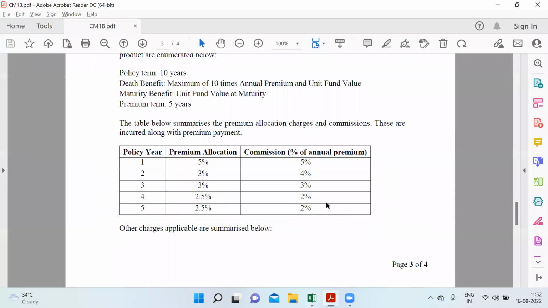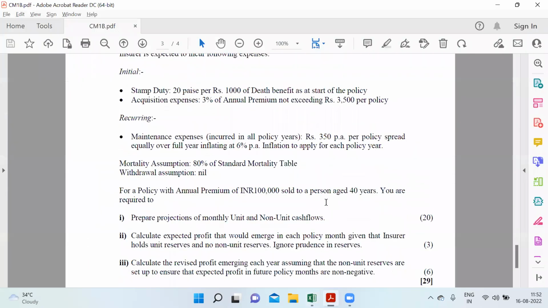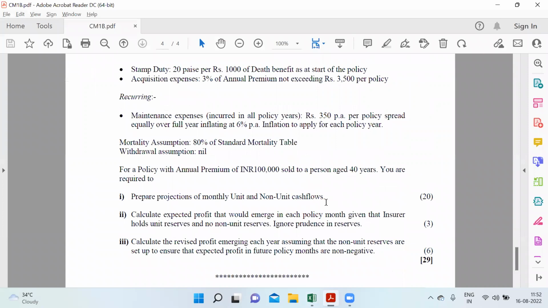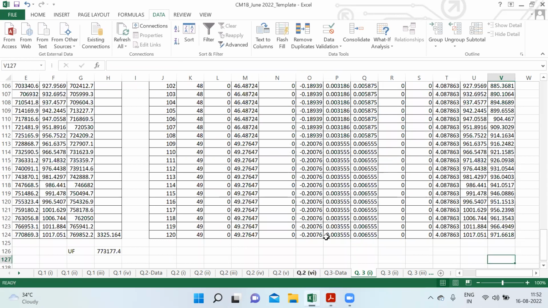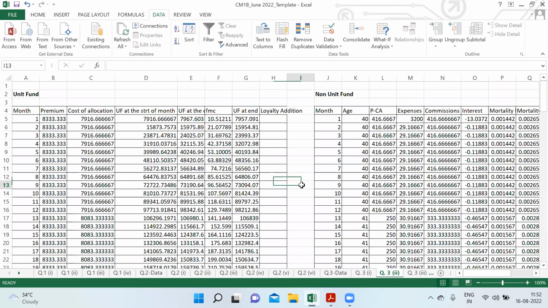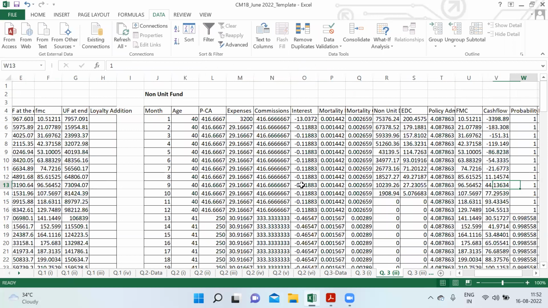Next, I have been told to calculate the expected profit that would emerge in each policy month, given that the insurer holds unit reserves and no non-unit reserves. Unit reserves means it only holds unit funds. So from the unit funds, we get this value. Basically, the unit fund and non-unit fund remain the same; no reserves have been maintained.